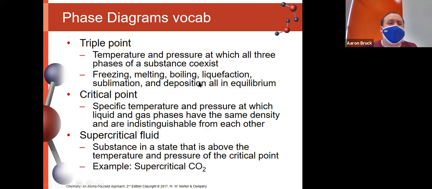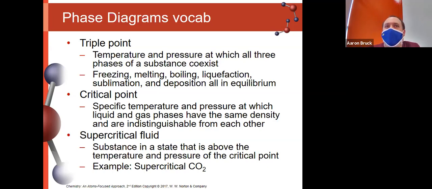Now, on a phase diagram, there are some important things to look at. There are some important pieces to know. One of those pieces is something called the triple point. Now, the triple point is an interesting phenomenon. At the triple point of a substance, what we have is solid, liquid, and gas all coexisting at the same time in the same vessel.